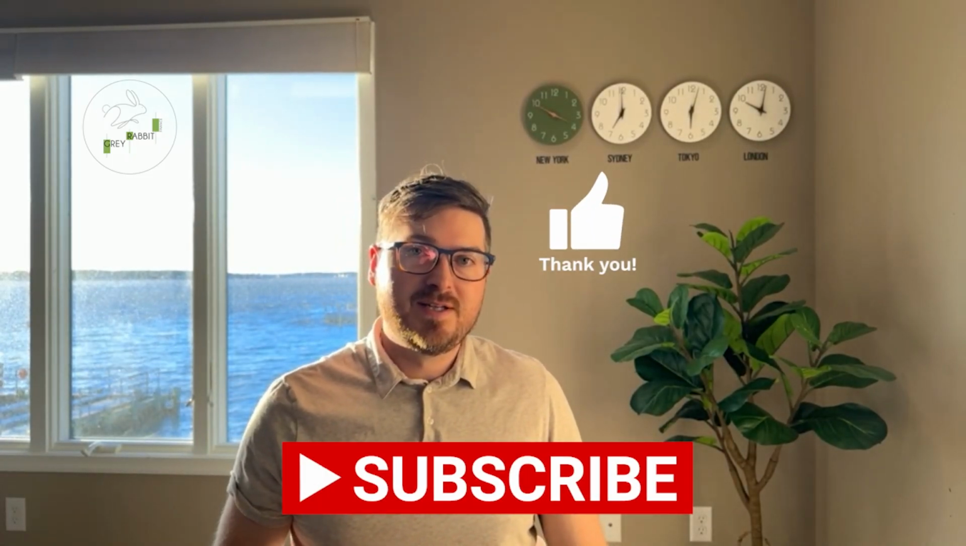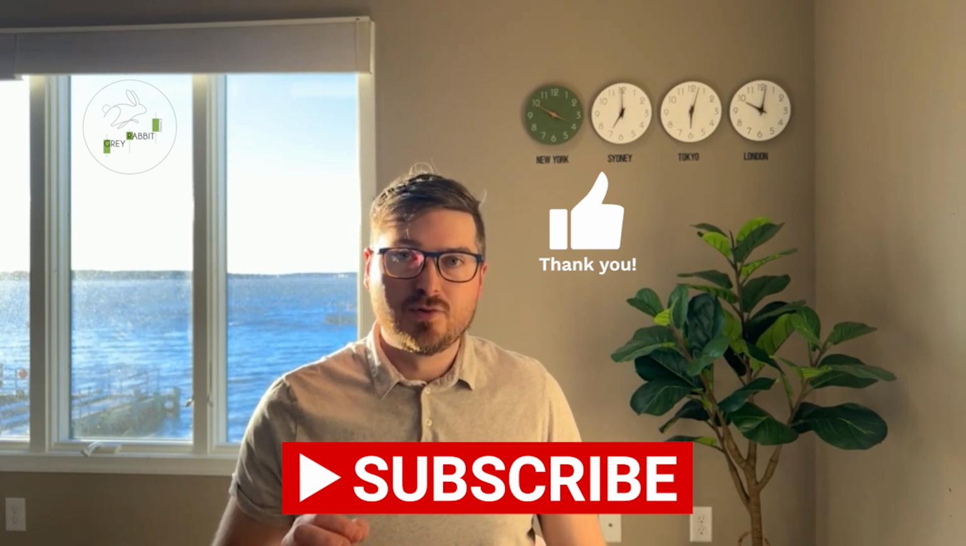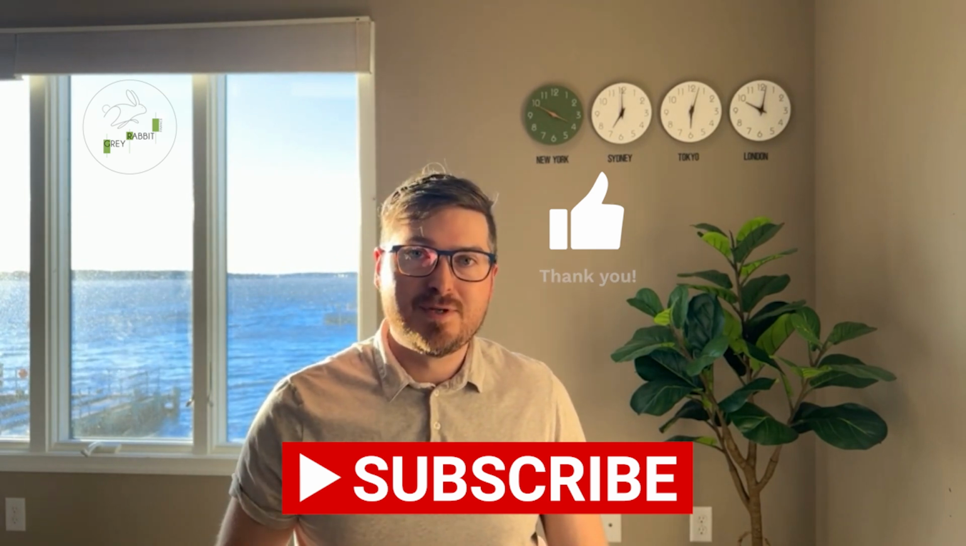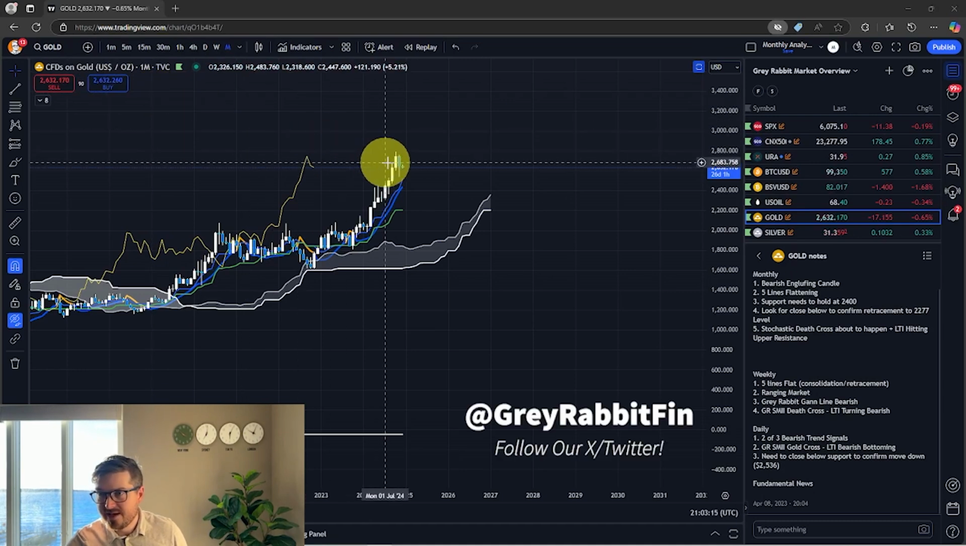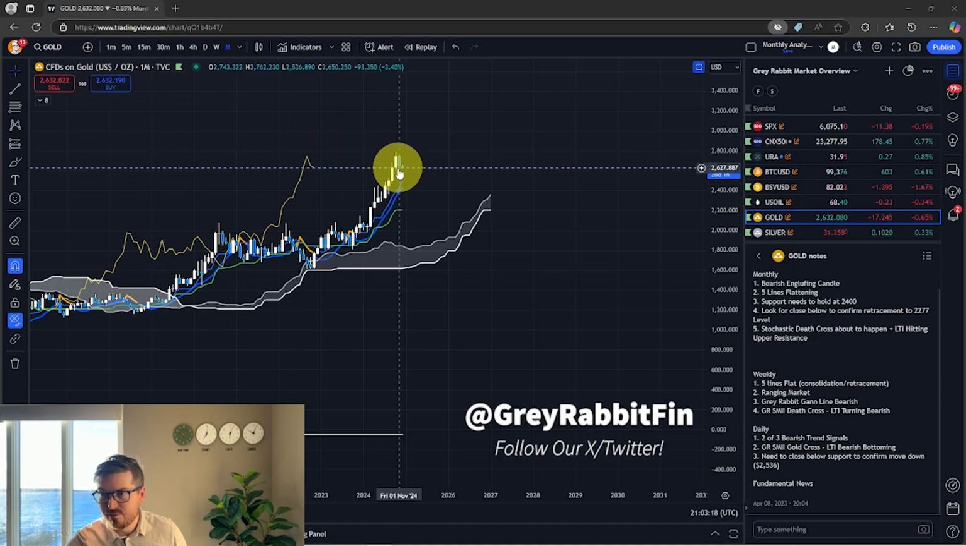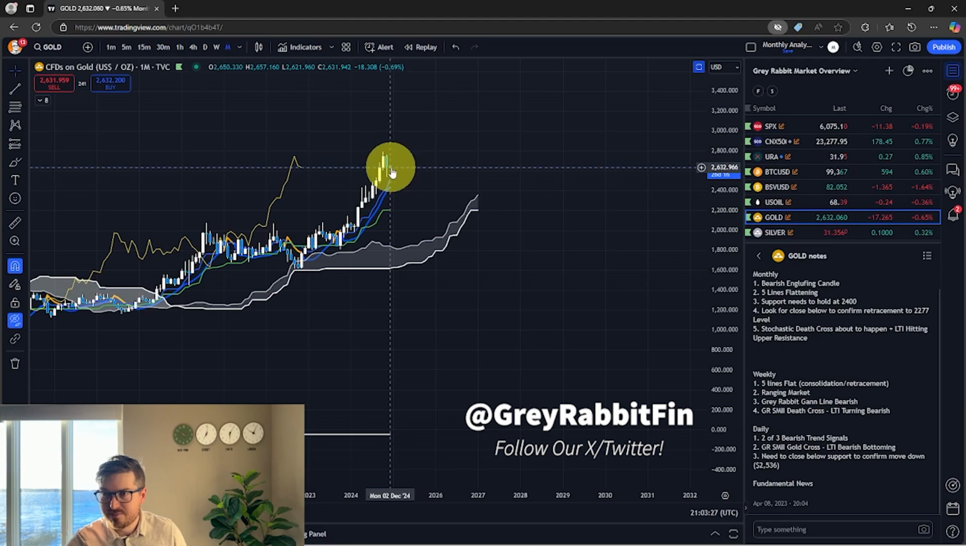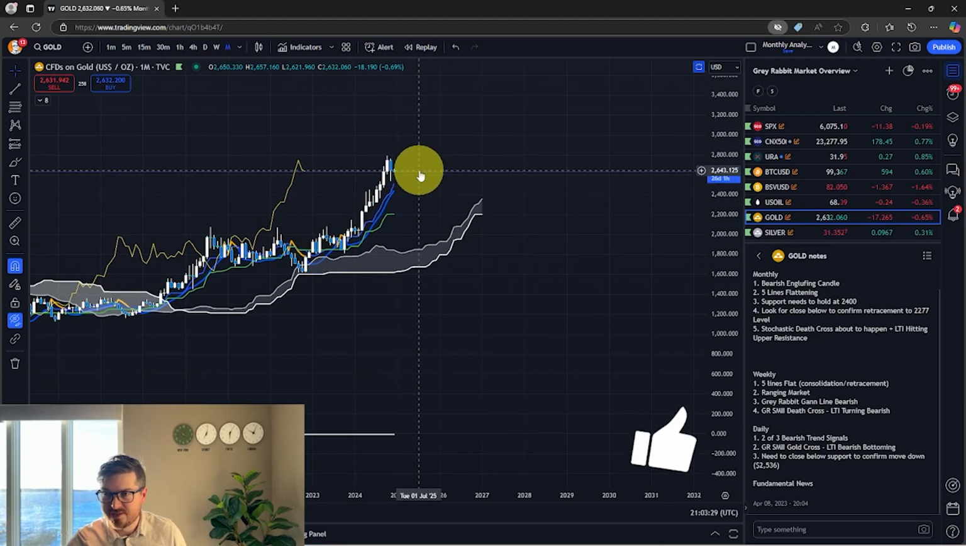Today I'm going to be updating the Ichimoku technical analysis for gold US dollar. Let's hop in. Okay, here we are on the monthly chart for gold US dollar. And as you can see, last month's candle was almost a bearish engulfing candle. It was pretty volatile, but overall was very bearish with a large bearish body here. And this month so far, we've started off bearish as well.